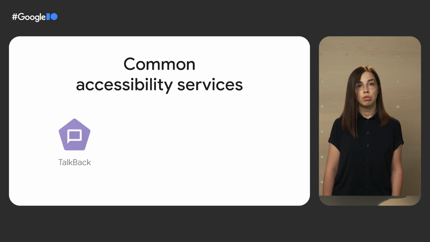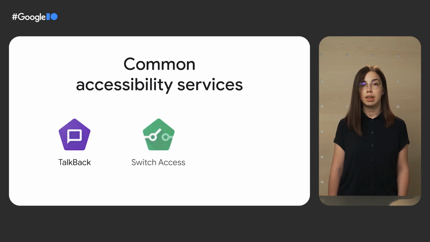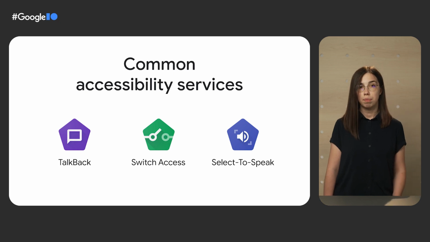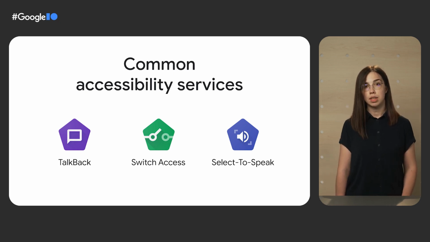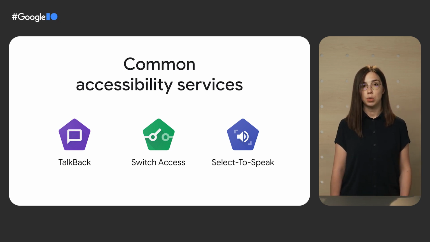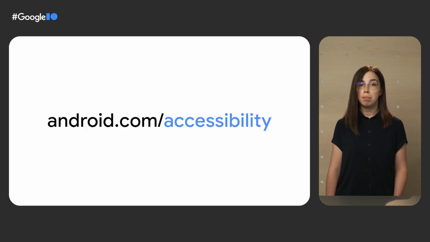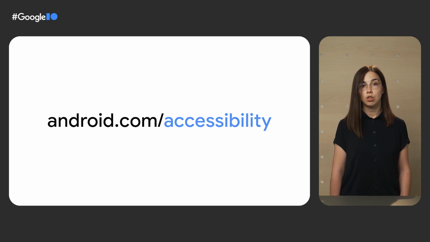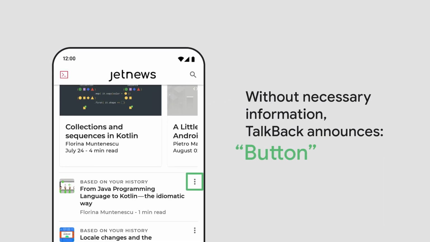Accessibility services are long-running privileged services that provide different ways for users with disabilities to interact with your app. Google provides several accessibility services such as TalkBack and Switch Access. To learn more about the commonly used accessibility services on Android, check out android.com/accessibility. Without the necessary information, accessibility services can't meaningfully convey to the users what's displayed on the screen.